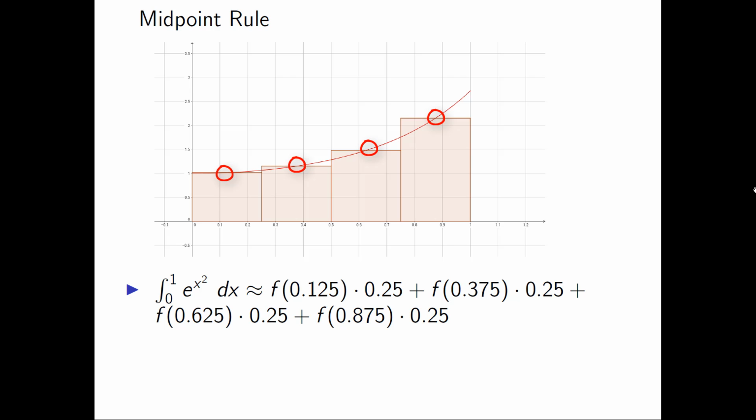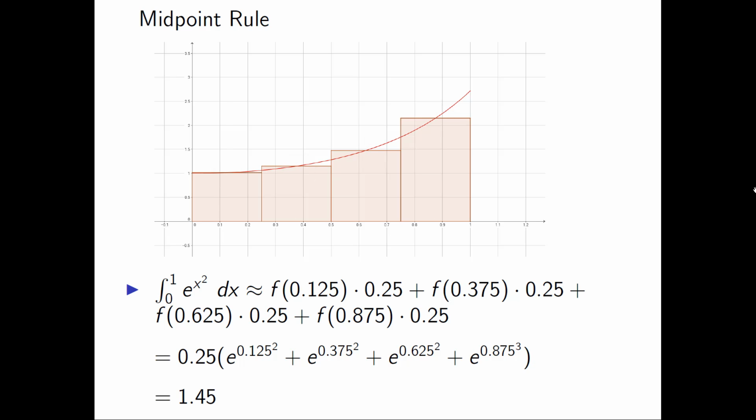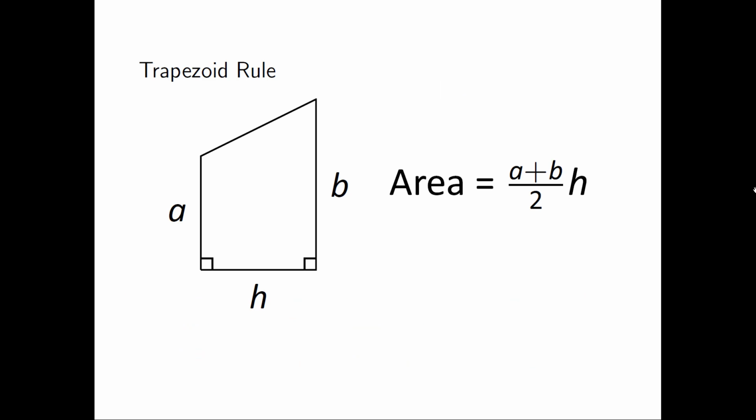And again, the width is the same, and well, just plugging in. And this time we get 1.45. Okay, and just even looking at this, it's clear that this is a better estimate, right? We're missing some bits and we've got some bits extra, but this seems like a reasonable estimate. And again, we'll talk about errors in a moment.